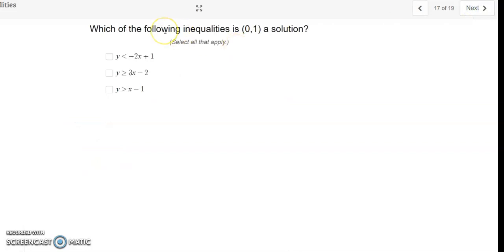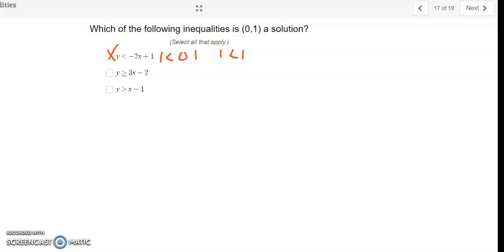So it says, which of the following inequalities is 0, 1 a solution? You might want to use a separate sheet of paper. So I need to plug in 1 for my y, and I need to plug in 0 for my x. So -2 times 0 is 0, so I get 0 plus 1. And then I'll get 1 is less than 1. Now, this isn't true, so 1 is not less than 1, so that is not a solution.